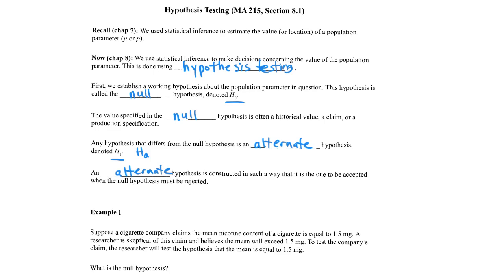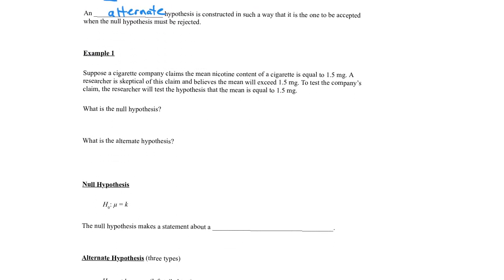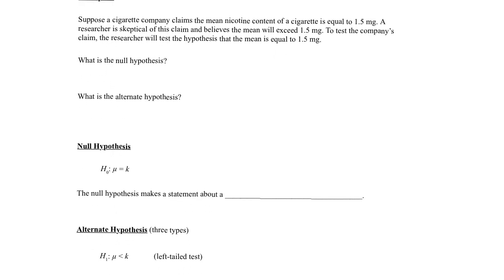So for example 1, we're going to be testing the mean. It says, suppose a cigarette company claims that the mean nicotine content of a cigarette is equal to 1.5 milligrams. A researcher is skeptical of this claim and believes that the mean will exceed 1.5 milligrams. To test the company's claim, the researcher will test the hypothesis that the mean is equal to 1.5 milligrams. So first question is, what is the null hypothesis?